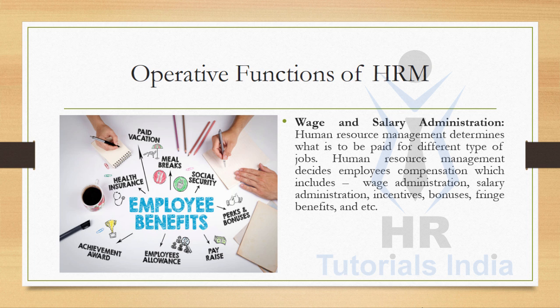Wage and salary administration. Human resource management determines what is to be paid for different types of jobs. Human resource management decides employees' compensation, which includes wage administration, salary administration, incentives, bonuses, fringe benefits, etc. Wage and salary administration gives a clear picture of what salary is to be paid for which resource. Depending upon the experience and depending on the job role, the salaries are decided.